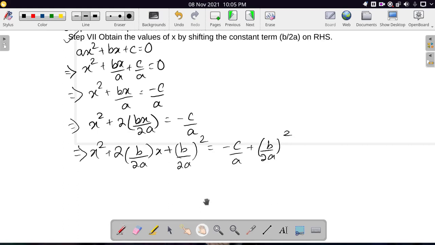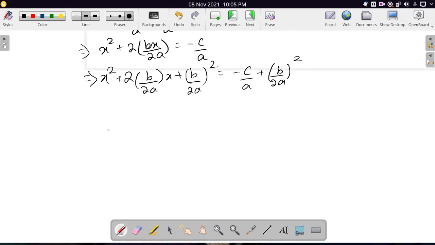We can write it like this. Now if you look at the left hand side, it is x square plus 2b by a x plus b square. This is a square plus 2ab plus b square. So we can write the LHS as x plus b by 2a whole square. Simple.